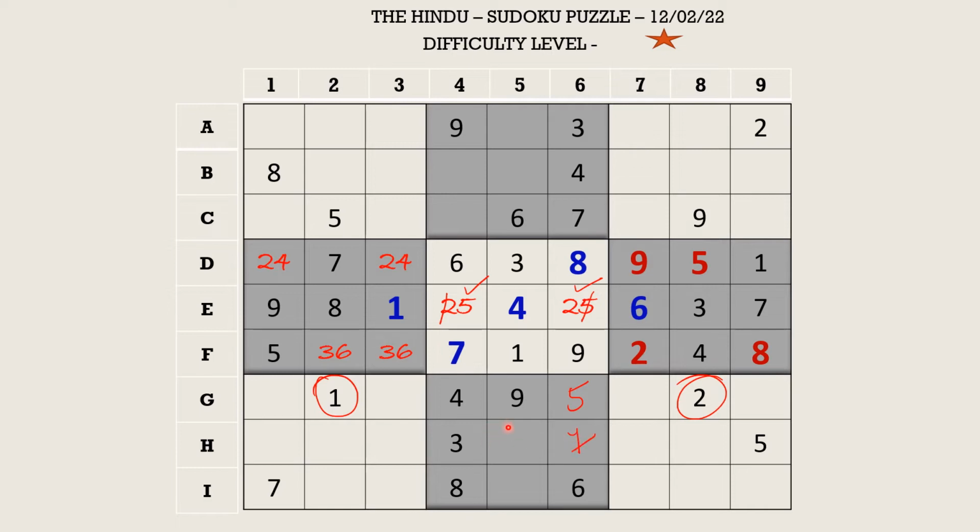And in this block the missing numbers are 2 and 7. There is a 7 here which blocks. So I5 takes 2 and H5 takes 7. Now the missing numbers in column 5 are 5 and 8. There is an 8 here in first column. So B5 takes 5 and A5 takes 8. In this block the missing numbers are 1 and 2.